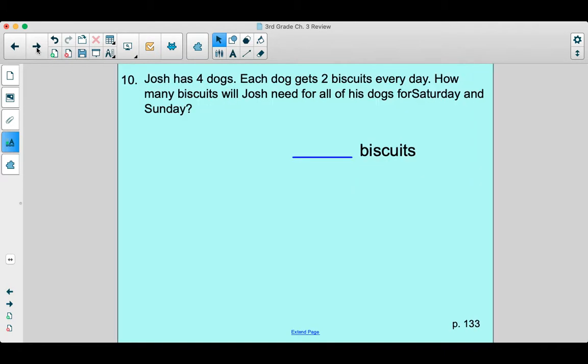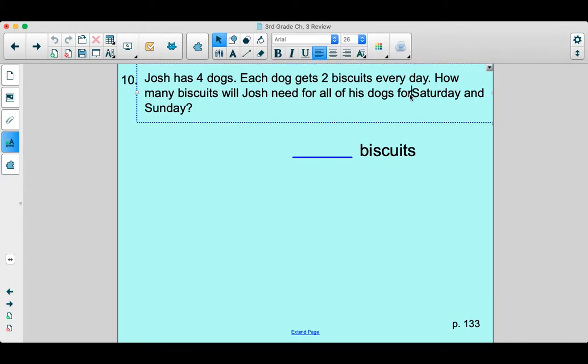I think we're heading to number 10. Yep, still on page 133. Josh has 4 dogs. That is the kind of friend that I like to have in my life because I am a crazy dog lover. I have 2 dogs sitting right next to me, sleeping with me as I do this. It's lovely. All right, so Josh has 4 dogs. Each dog gets 2 biscuits every day. How many biscuits will Josh need for all of his dogs for Saturday and Sunday?